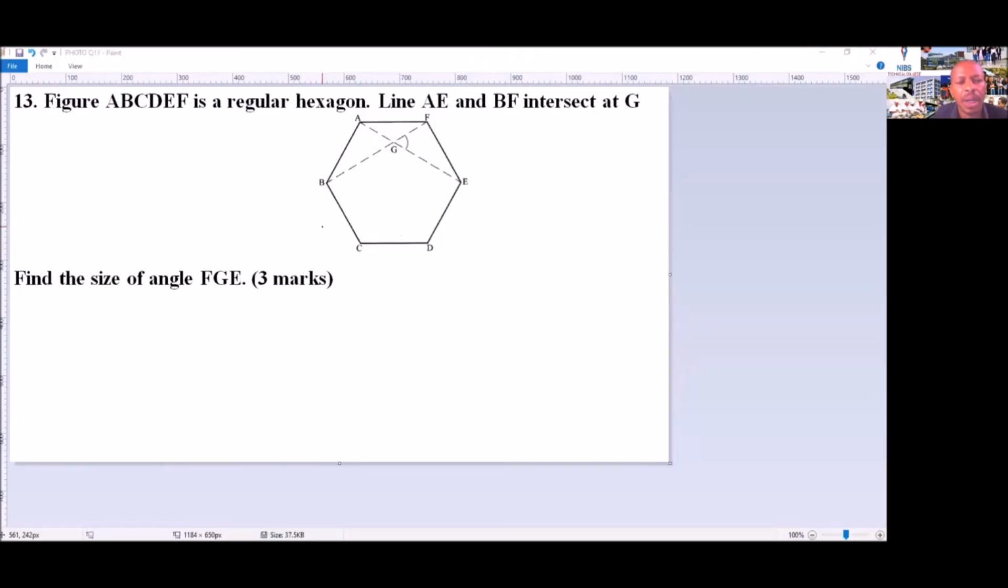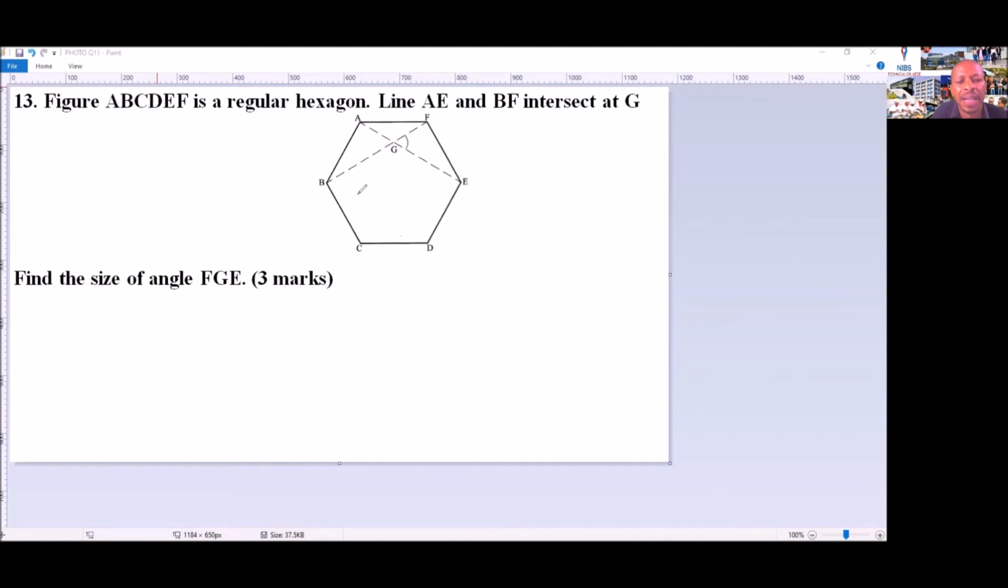So this is question number 13, 2017 Mathematics Paper 1. I want to show you how you go about that. So let me put the question on the board and you'll be able to see how we go about that. So this is our question. We are told the figure ABCDEF is a regular hexagon. Lines AE and BF intersect at G.